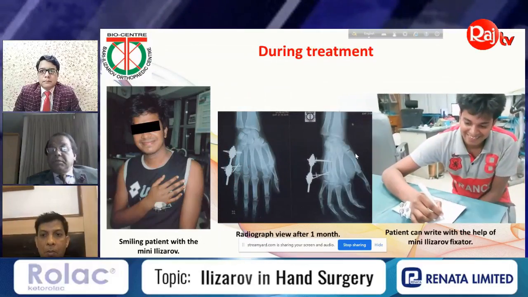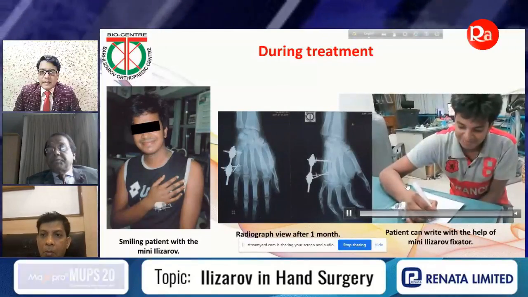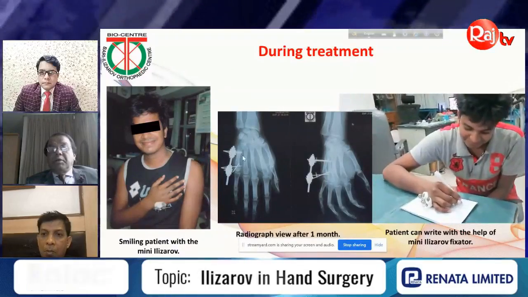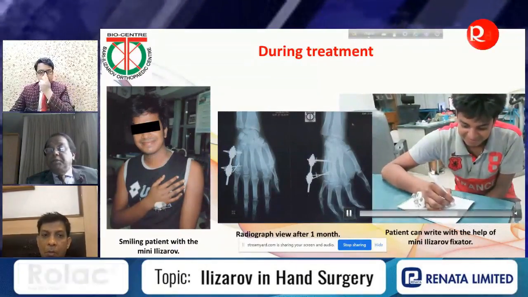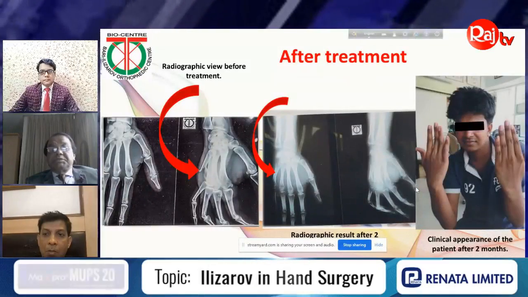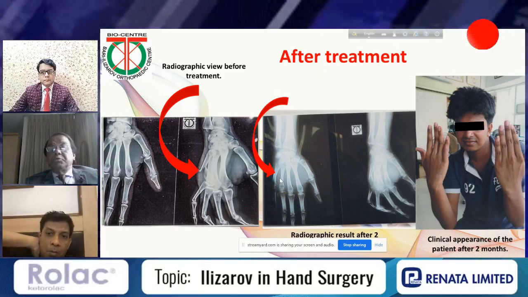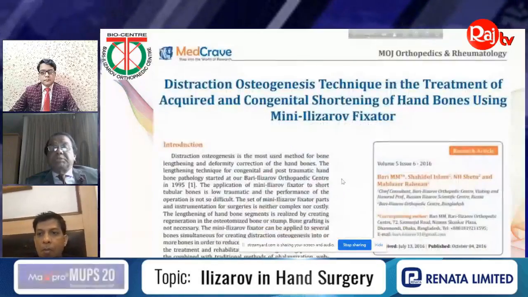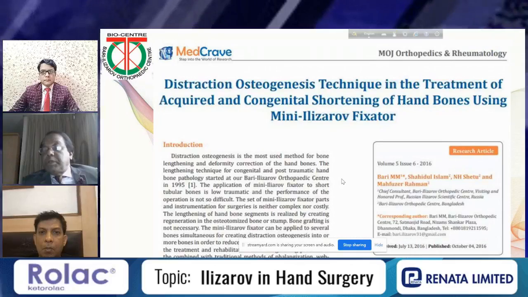Now, at the same sitting, no, we don't need to put plaster or splint, and he could write. You can see here, the healing process is already going on, regenerated bone, angulation is corrected, and the patient is writing with a smiling face. This is the final view. You can see from this situation to this situation with the mini Ilizarov fixator after 2 months follow-up. This is also published in MedCrave in 2016.